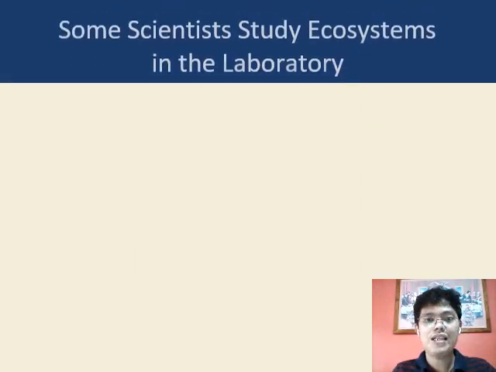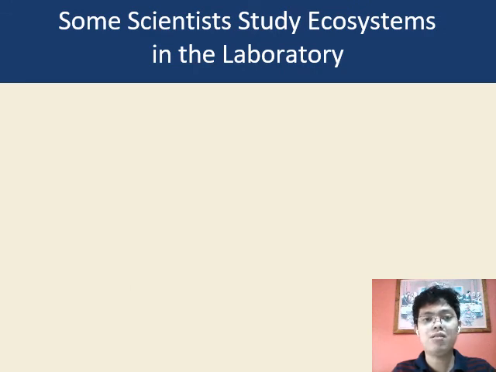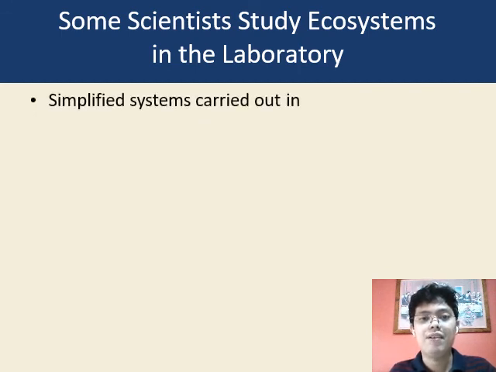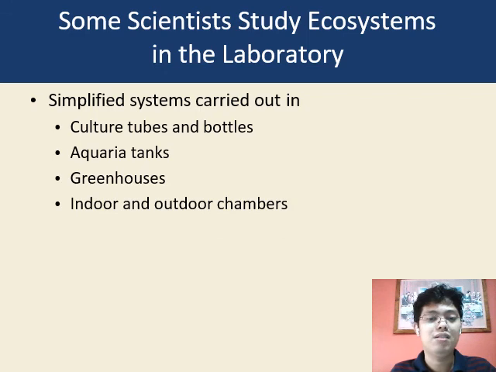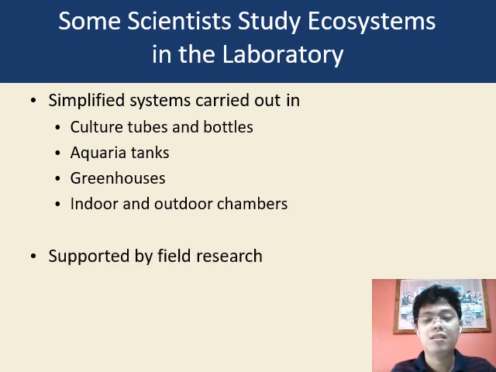Another type of research is done in the laboratory, so laboratory research. Ecologists use tanks, greenhouses, and controlled indoor and outdoor chambers to study ecosystems in laboratory research. This allows us to control light, temperature, CO2, humidity, and other variables. We have here also culture tubes and bottles, the invention of aquaria tanks and greenhouses, and indoor and outdoor chambers as well. This is supported also by field research.